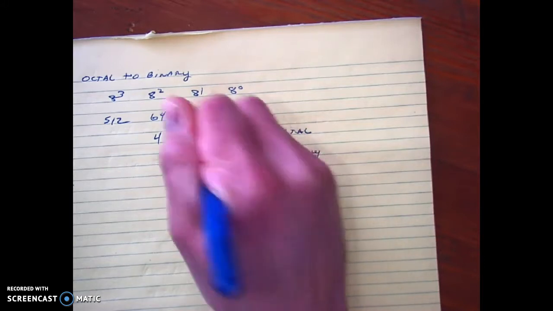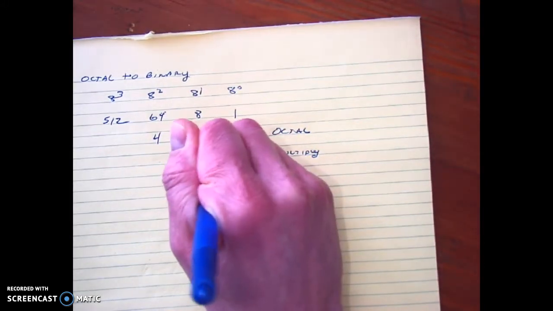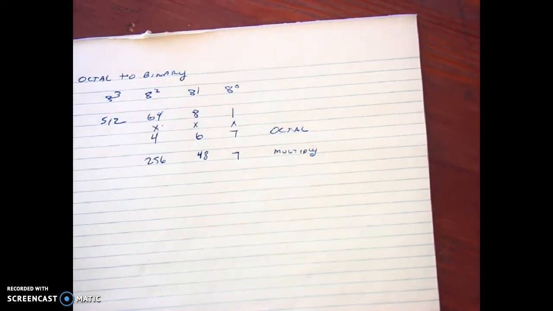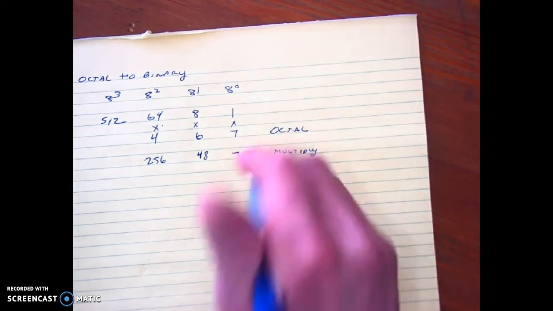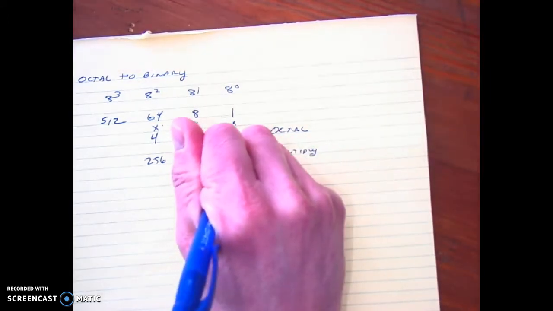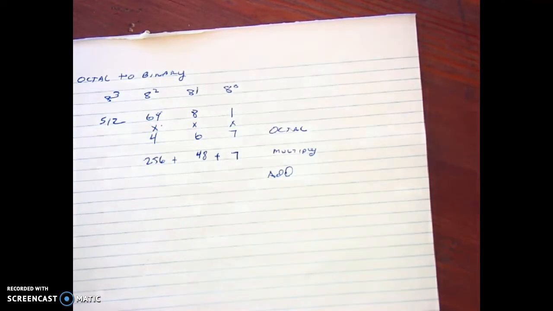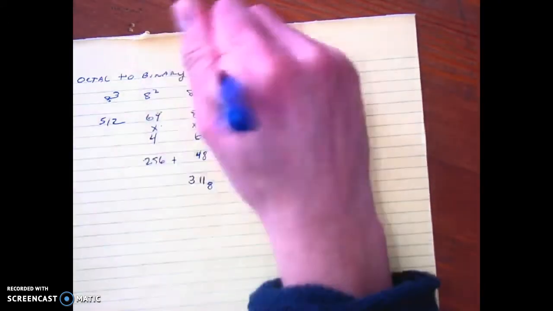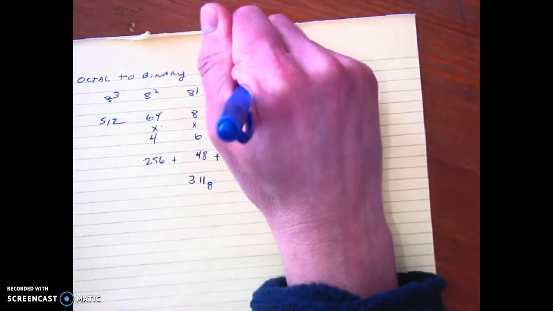So 7 times 1 is 7. 6 times 8 is 48. And 64 times 4 gives me 256. So I'm multiplying. Now what we have to do is add. 256 plus 48 plus 7 is 311. That's an octal. Remember, octal is base 8.